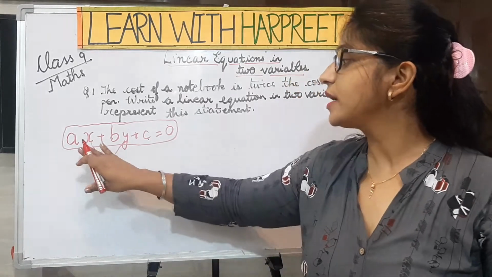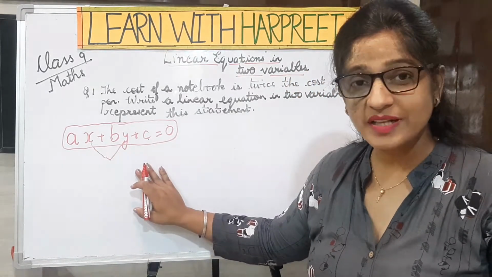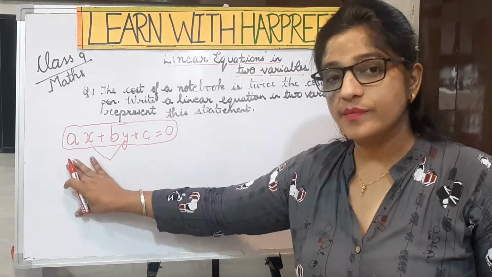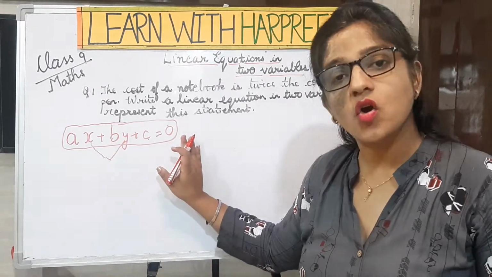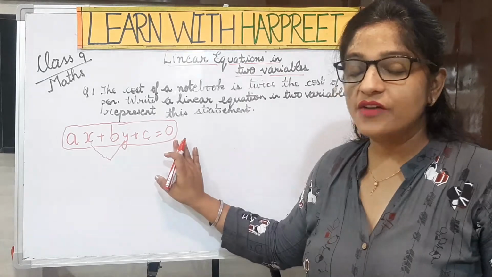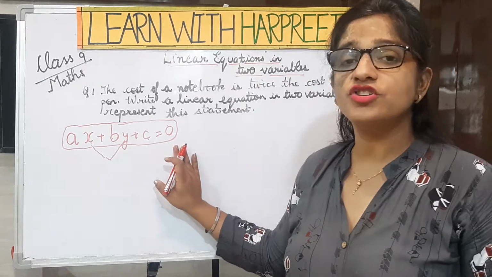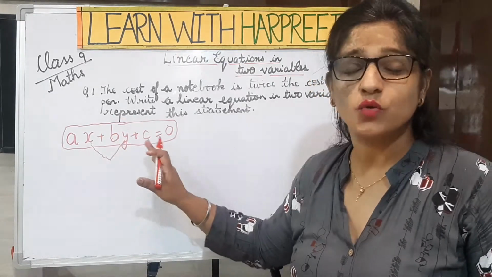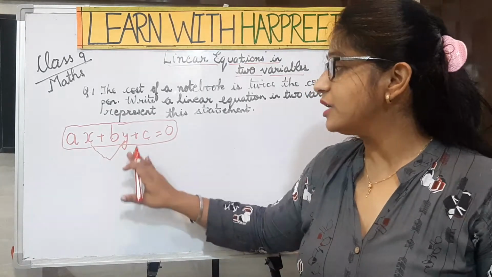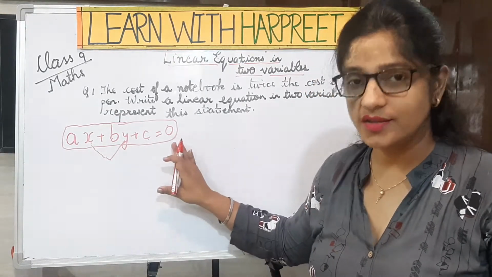Okay, are you getting this point? x and y are two variables, and a, b and c are the constants of this equation. Teachers must have taught you in the previous class what variables and constants are. So these are variables x and y, and a, b and c are constants.